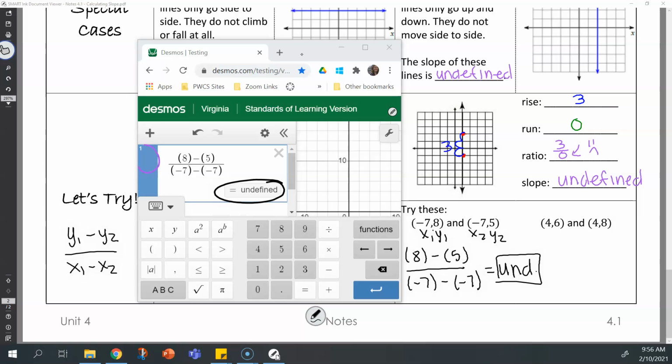Again, we can see with this example, I would get 6 minus 8 over 4 minus 4. Even if I don't do this with a calculator, even if I don't plug this whole thing in Desmos, 6 minus 8 is -2, 4 minus 4 is 0. When that 0 is underneath the fraction or on the bottom of the fraction, this is undefined.